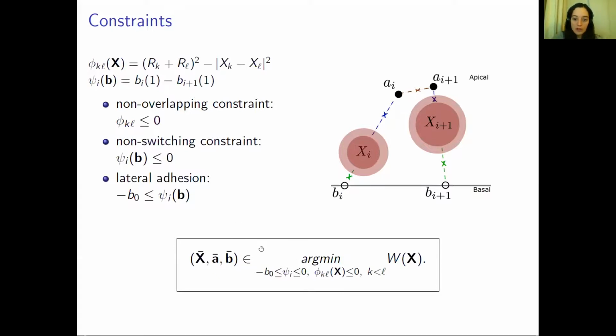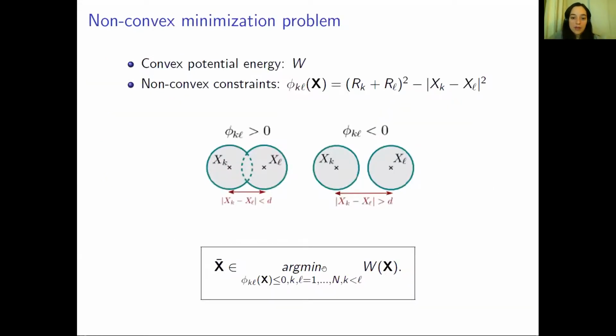Okay, and we collect all these things together and we obtain a minimization problem with non-overlapping constraints and the non-switching and lateral adhesion constraints. Then we want to solve this problem. So I rewrite it here just in the case of this constraint, because the non-overlapping constraints are the main difficulty, since they are non-convex. Phi is a non-convex function.